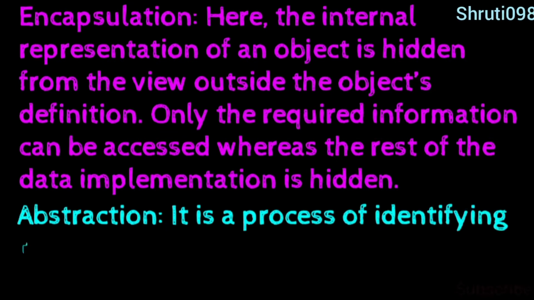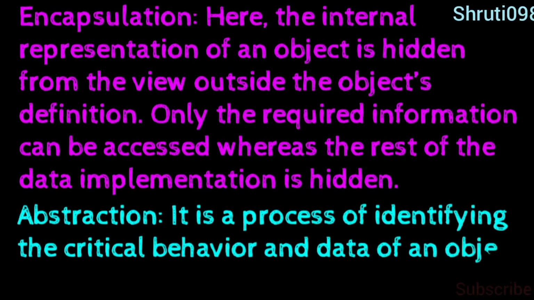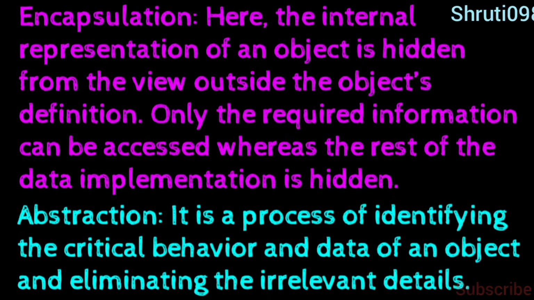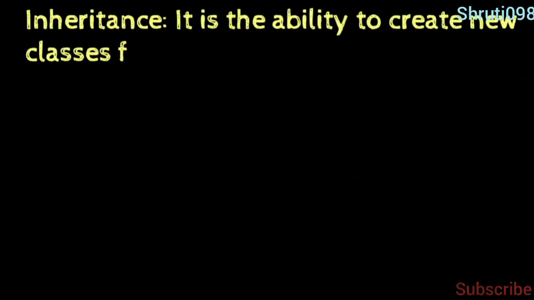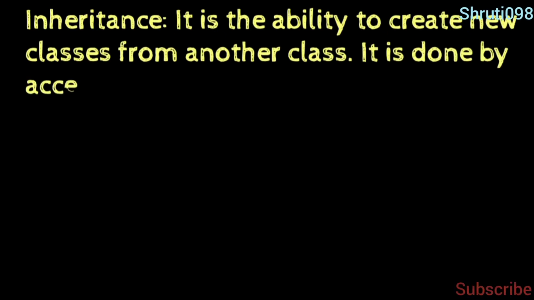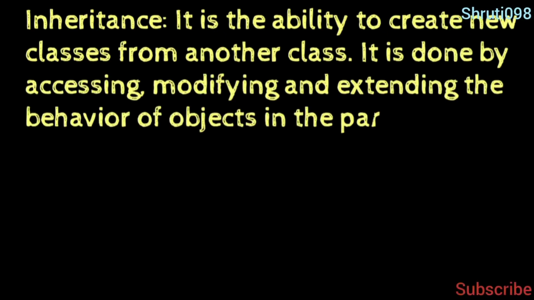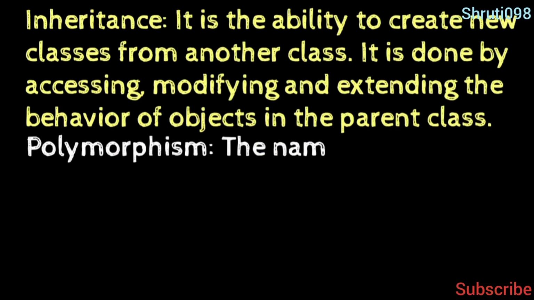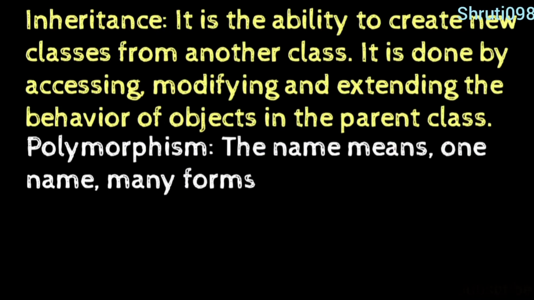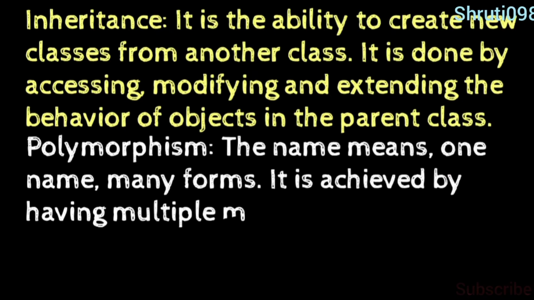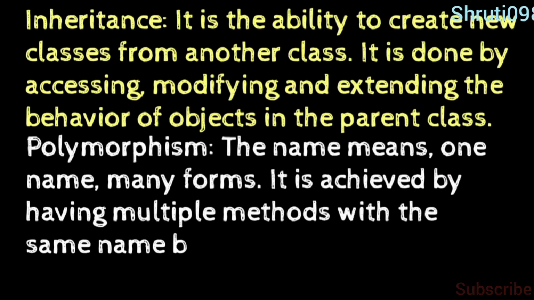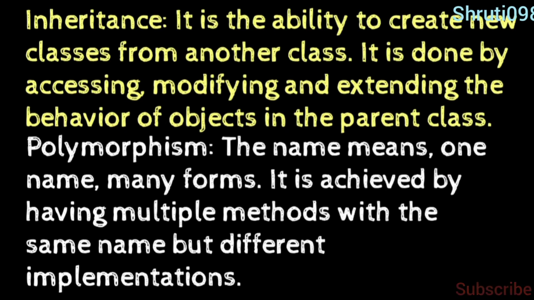Abstraction: it is a process of identifying the critical behavior and data of an object and eliminating the irrelevant details. Inheritance: it is the ability to create new classes from another class. It is done by accessing, modifying and extending the behavior of objects in the parent class. Polymorphism: the name means one name, many forms. It is achieved by having multiple methods with the same name but different implementations.